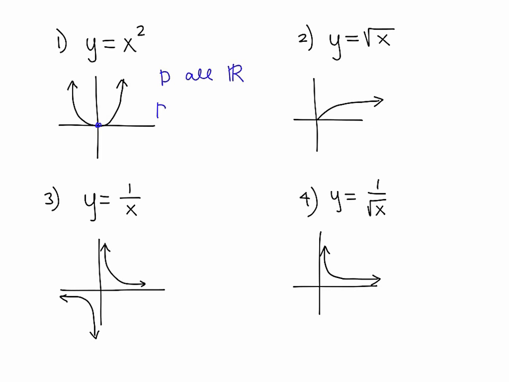For the range, the ranges are all possible y values, so the minimum is at 0 and then it increases forever, so we can say y is greater than or equal to 0. For the second function, y is equal to square root of x.